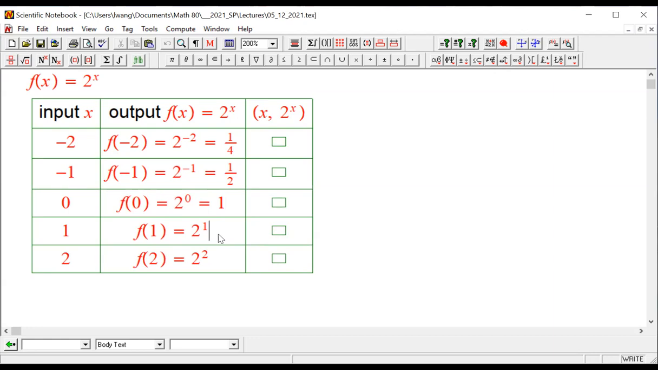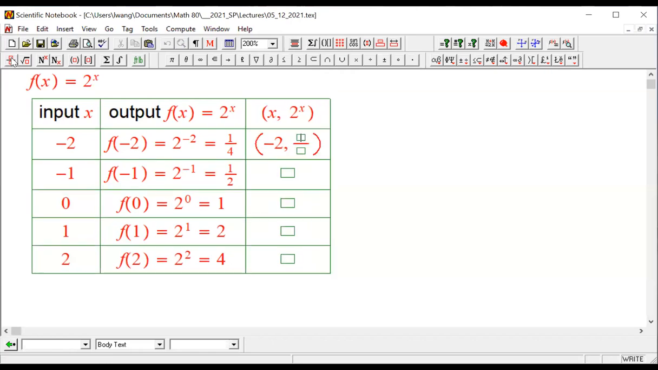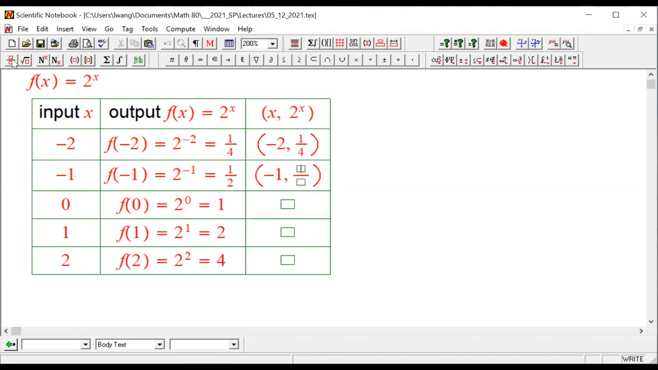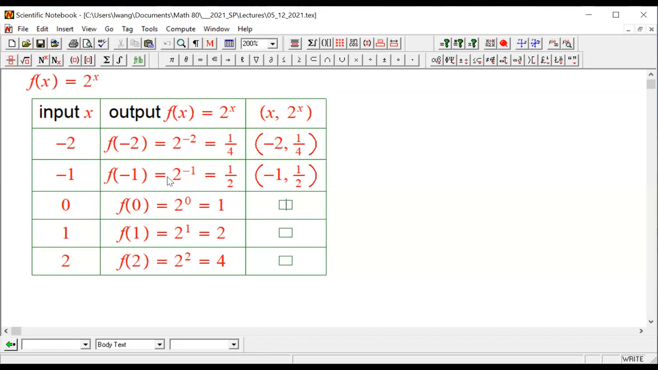You should be working with me, okay? 2, and this is 4. And now we're composing the points. Input a negative 2, output a quarter. Input a negative 1, output is half. Input is 0, output is 1. Input is 1, output is 2. Input is 2, output is 4. Did you guys write it down?